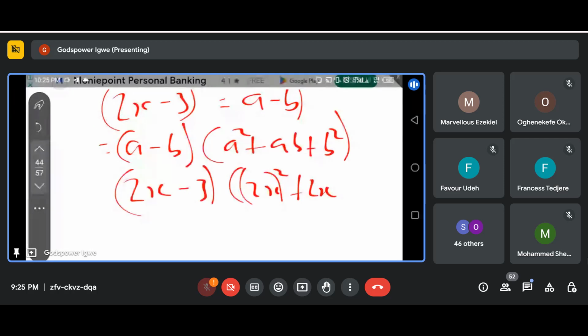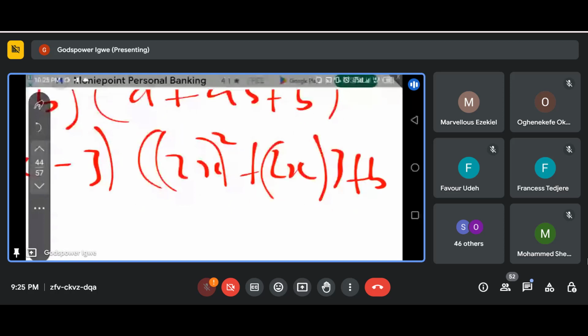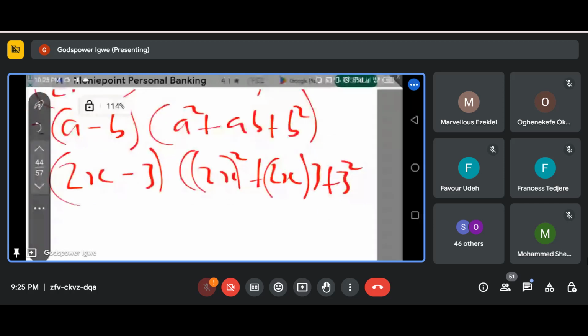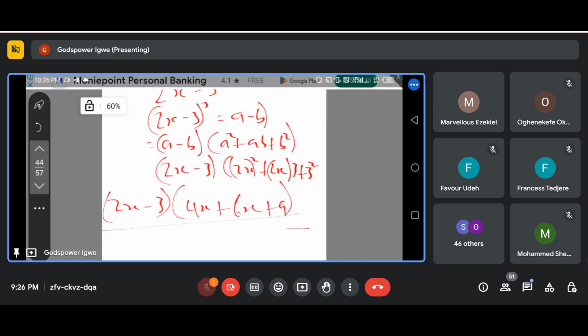So this is 2x multiplied by 3, and that's the AB. Then the plus B square. B square is 3 square. So if you open all this now, you will have 2x minus 3. That's the first side, and the second side is 4x. Then this other side 6x. Then this other side will be 9. So this becomes our answer to that particular question.